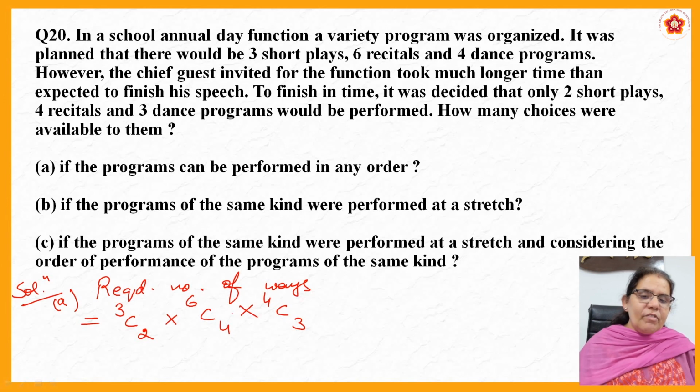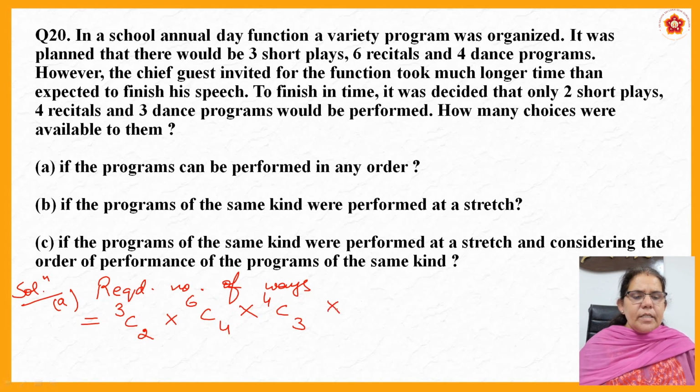I'll again repeat what we have done. We are first choosing, using the formula for combination. Out of 3 short plays, 2 are chosen, so 3C2. Out of 6 recitals, 4 recitals are chosen, so 6C4. Then out of 4 dance programs, 3 dance programs are chosen, so 4C3. Now here it is given that the programs can be performed in any order.